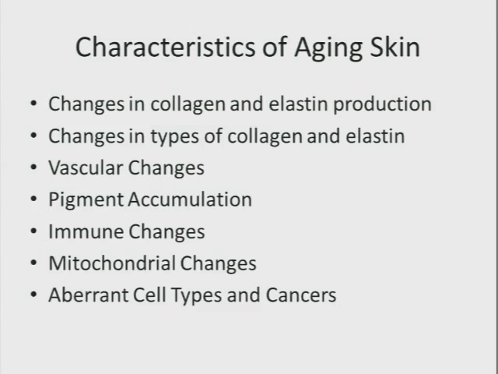Characteristics of skin aging. The first four here, you can see these, okay? And the others are just happening underneath the surface, so to speak. The changes in collagen and elastin production. This gives us saggy skin. This allows wrinkles to form. It also helps with thinning of the skin.